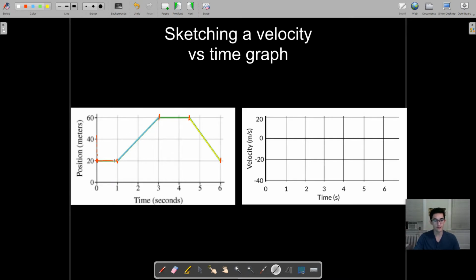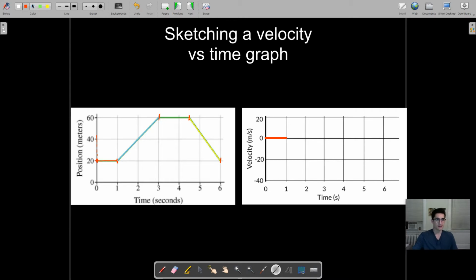So our first interval, we need to decide what our velocity is from time equals 0 seconds to time equals 1 second. The first second. Well, what's our slope? Because our velocity is just the slope of our position versus time graph. So if we look at this, we know our slope is just 0. So we know that our velocity is just 0. So we can just draw a line that stretches over the course of 1 second at 0 meters per second, because that's our velocity there.